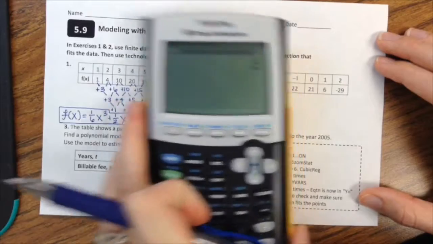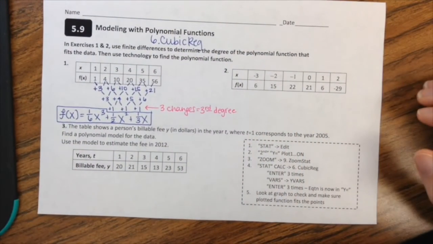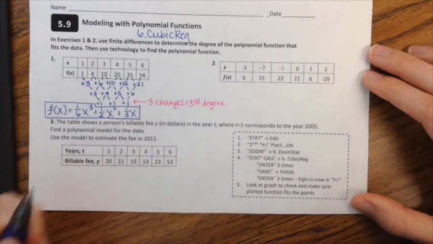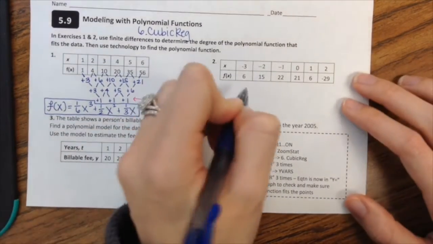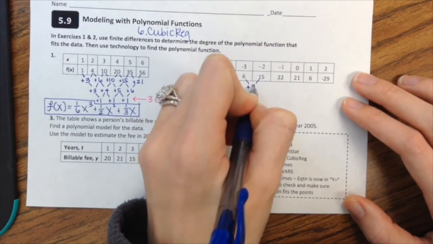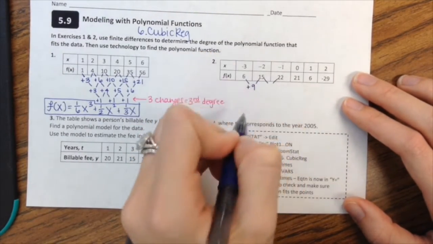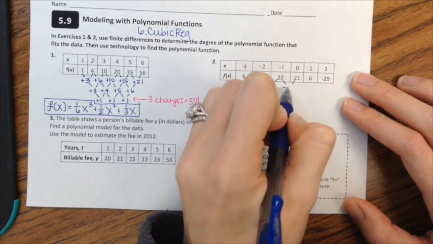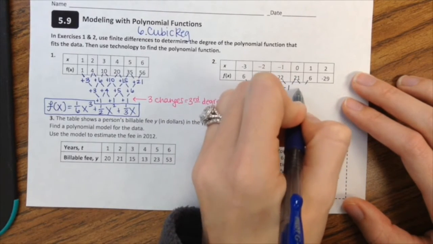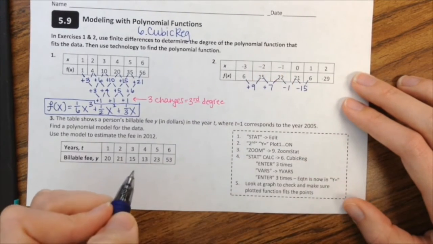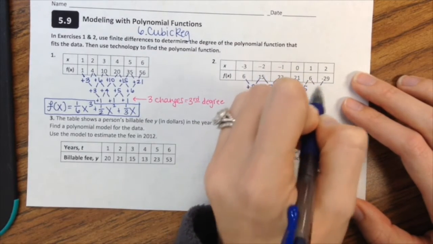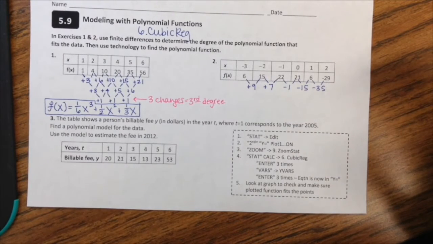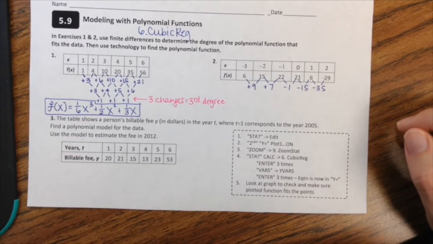So at this point, I would tell you to pause the video and try number 2 on your own, and then come back and check your work, but I'm just going to move right into it. To figure out the changes here, from 6 to 15 plus 9, 15 to 22 plus 7, 22 to 21 minus 1, 21 to 6 minus 15, 6 to negative 29 minus 35. This is why this example is a good explanation of why the positives and minuses are important.